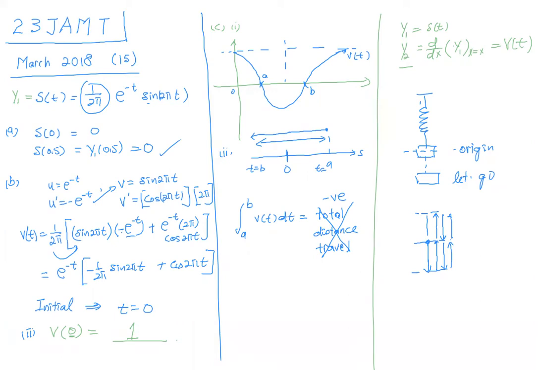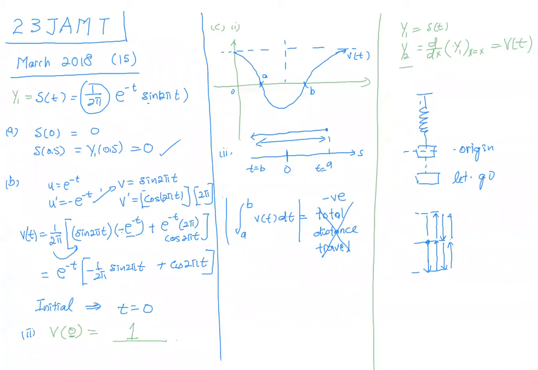And the absolute value of it will represent the total distance traveled by the object from t equal to A to t equal to B. You have to put the word absolute value. Okay, right?